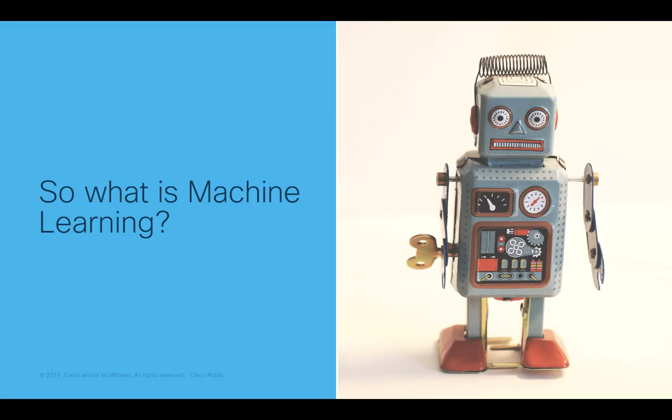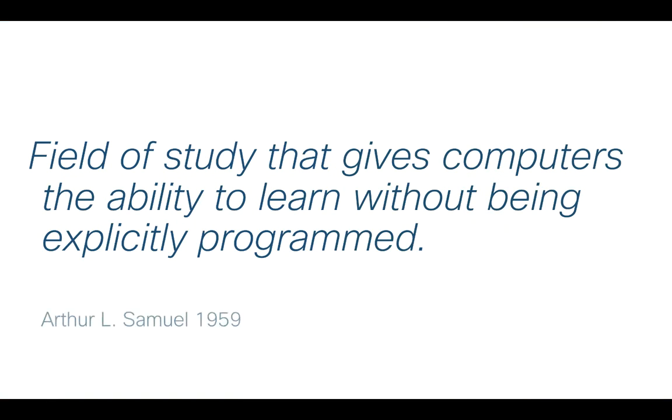Because after all, what is machine learning? Machine learning has traditionally been defined as the field of study that gives computers the ability to learn without being explicitly programmed. This definition dates back to 1959 and a researcher by the name of Arthur Samuel. He was looking at how we could get computers to look at the game of checkers and understand how to play it. And for many of you, I'm sure this feels very familiar.